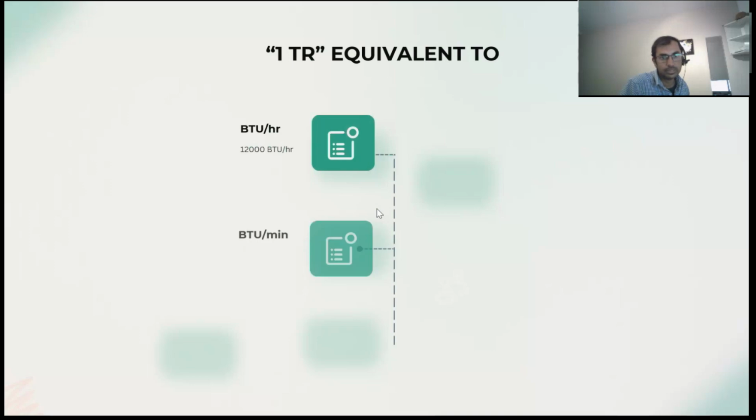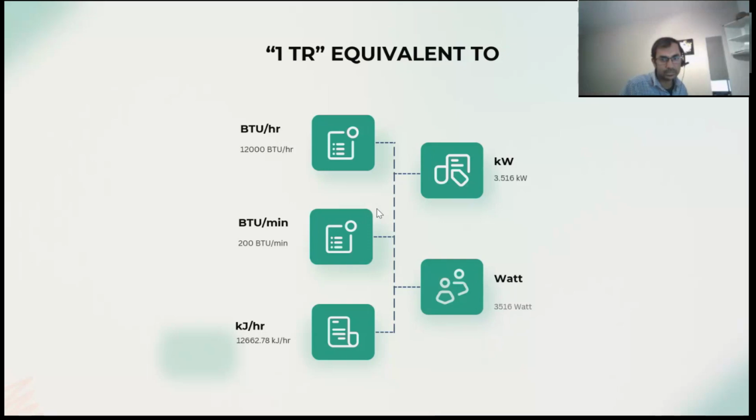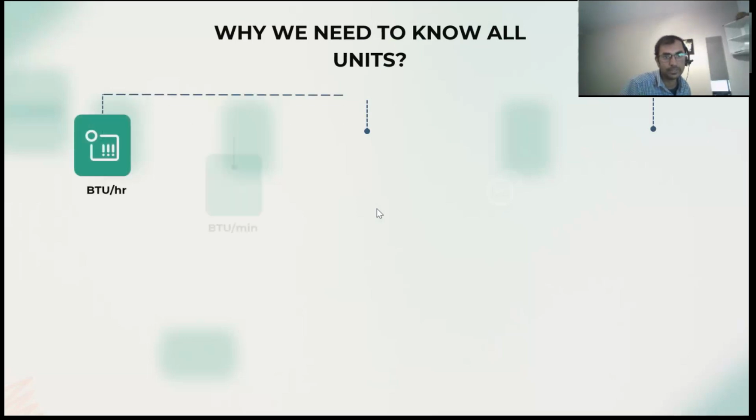Now 1 tonnage is equivalent to 12,000 BTU per hour, 200 BTU per minute, 12,662.78 kilojoule per hour, 3.516 kilowatt, and 3516 watt. So you don't need to remember everything, but we need to remember at least that 1 ton is equal to 12,000 BTU per hour and 1 ton is equal to 3.516 kilowatt. These two things we need to keep in mind.